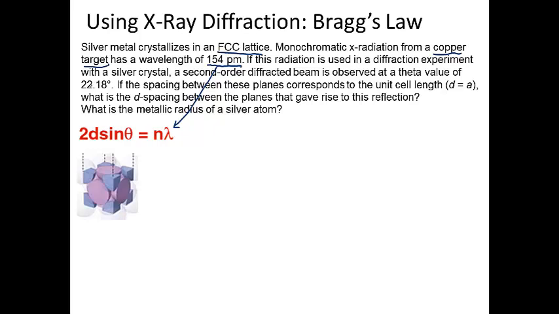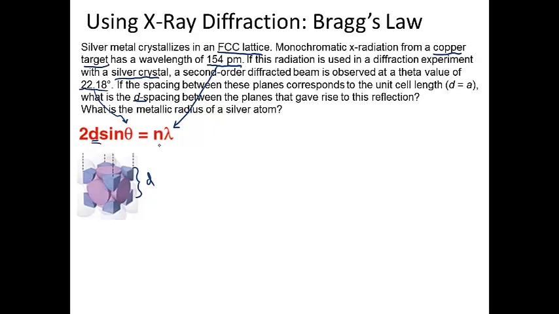Then we are looking at a silver crystal. That's the thing we know has a face-centered cubic lattice. And we see that we get a signal when theta, the angle, is 22.18 degrees. The first thing we're going to do is look for the D spacing, the spacing between the rows of atoms. We're going to assume that the D spacing is equal to the edge length.